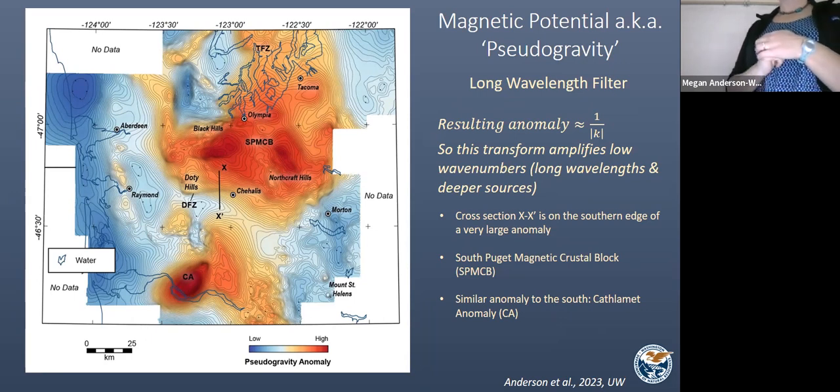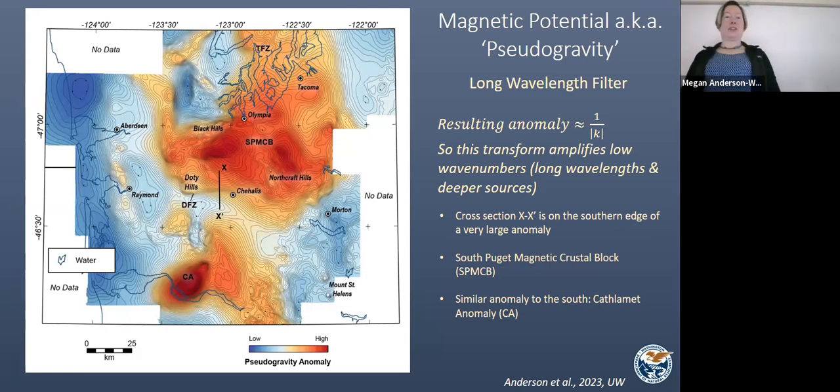Now, I've changed annotations here. My BB prime from before is now XX prime. Sorry about that, jumping to a different talk here. You'll notice that this ramp, this trend in the magnetization, is really on the southern edge of a very large anomaly that covers all the way through the Black Hills. Olympia is included, Northcraft over to Yelm and that area, Eatonville. Very large magnetic high. This is what we're calling the South Puget Magnetic Crustal Block.